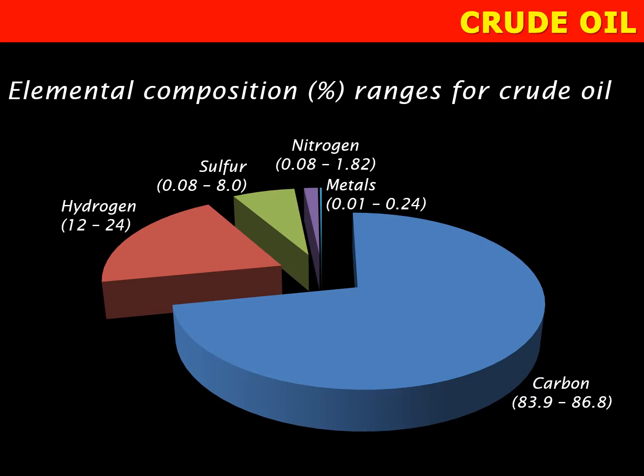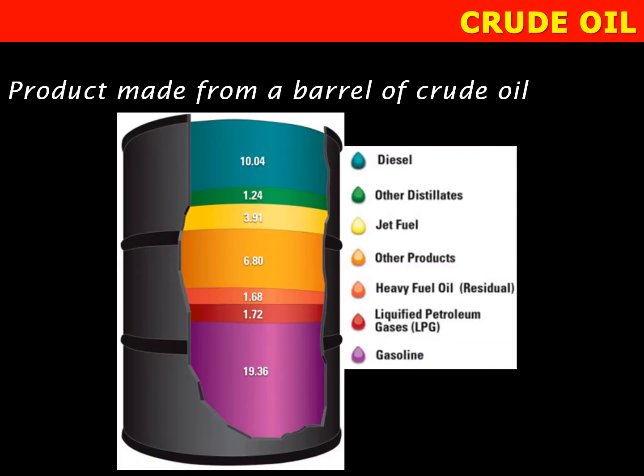This pie chart shows the elemental composition in percentage ranges for crude oil that is extracted. It mainly consists of carbon, 80%, followed by hydrogen, 12 to 24%. That is why the chemical formula for petroleum is C&H. This figure shows the products made from a barrel of crude oil, mostly gasoline and diesel.